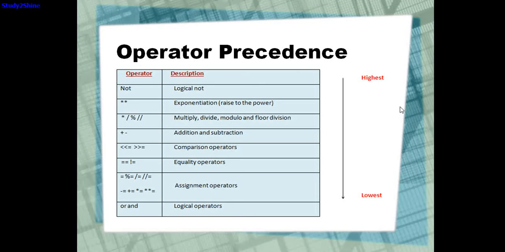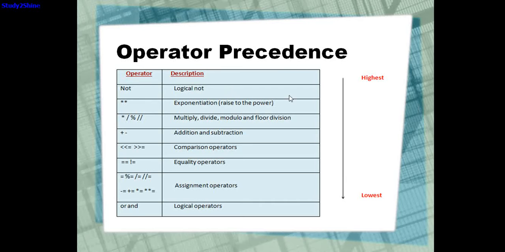Now let's talk about operator precedence. You must have studied BODMAS in mathematics. Do you remember? The first step should always be bracket open, then division should be performed, then multiplication, then addition, then subtraction. That was one form of operator precedence. Even in programming languages, we follow operator precedence. This chart represents the operator precedence from highest to lowest.